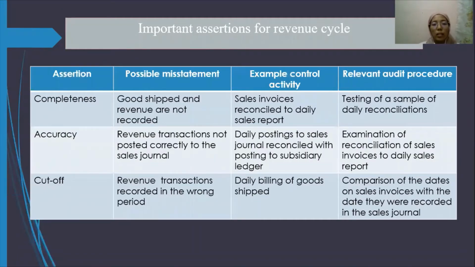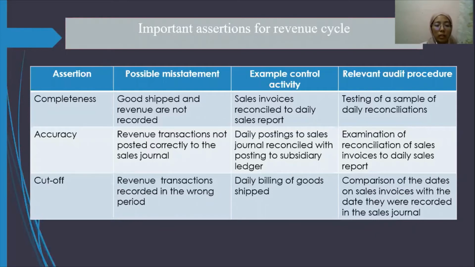Next, in this slide, you can see the important assertions and the relevant audit procedures for the revenue cycle. The first assertion is completeness. Completeness is used to ensure that the revenue that should have been recorded during that year has been recorded. So the possible misstatement that might occur is that goods shipped and revenue are not recorded. An example control activity is a sales invoice reconciled to the daily sales report. And the relevant audit procedure that can be implemented is testing of a sample of daily reconciliations.